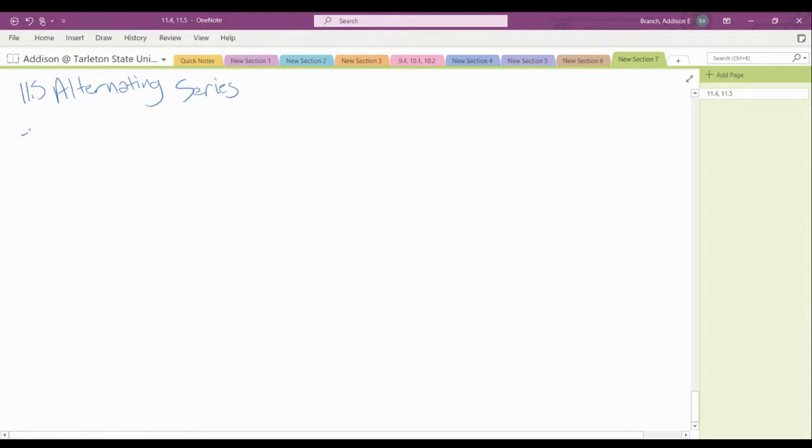All right, so just as a quick definition, alternating series go back and forth between positive and negative terms. And when you see them, they will usually have either a -1 to the n minus 1 or a -1 to the n somewhere in there.